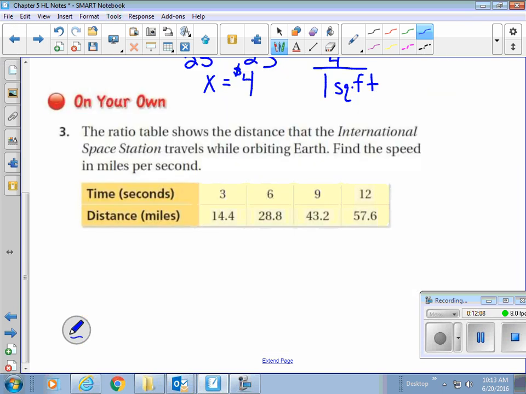In this one, the ratio table shows the distance that the International Space Station travels while orbiting Earth. Find the speed in miles per second. So you're looking for miles over 1 second, per second. See if you can take one of the ratios from the table, or rates from the table, and change them into a unit rate. Pause the video and then come back and check your answer.